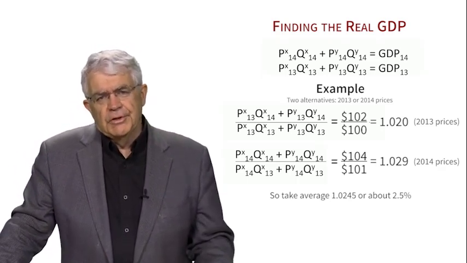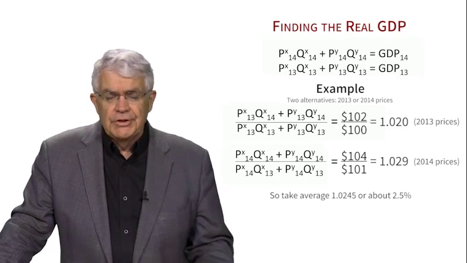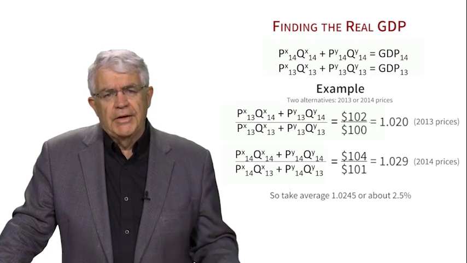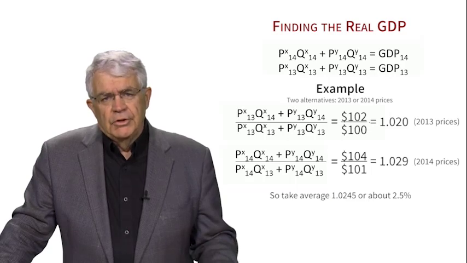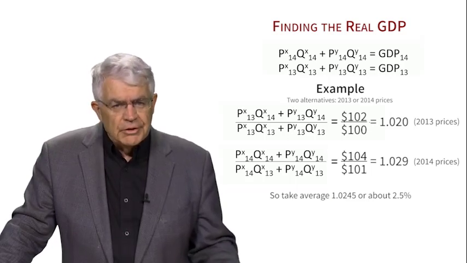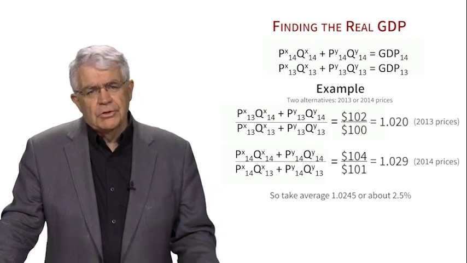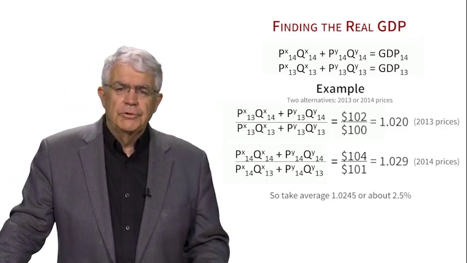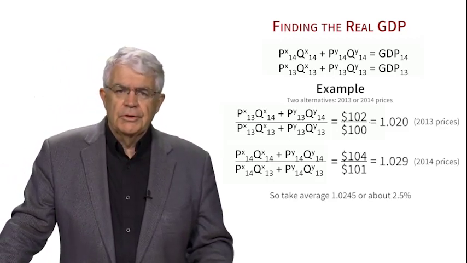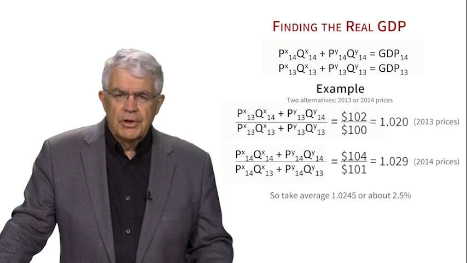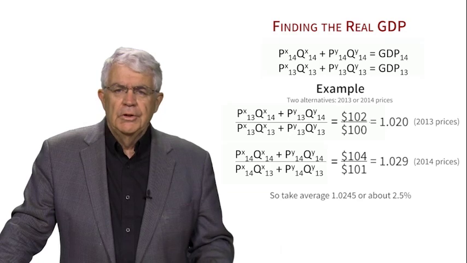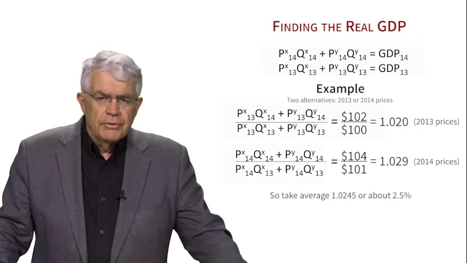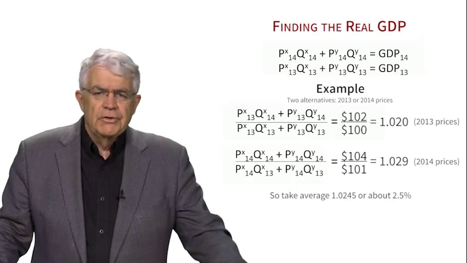But note, there's different ways to do this. That was an example where we used 2013 prices. Well, you could use 2014 prices just as well, go through the same exercise and value the production of goods X and Y in 2014 using 2014 prices, but also value the production in 2013 using 2014 prices. And when you do that, I have a little example over on the right in blue. Suppose it's $104 in 2014 and using the same prices, $101 in 2013. Here you're going to get 1.029, which suggests a real GDP growth rate of 2.9%. So the answers are somewhat different.